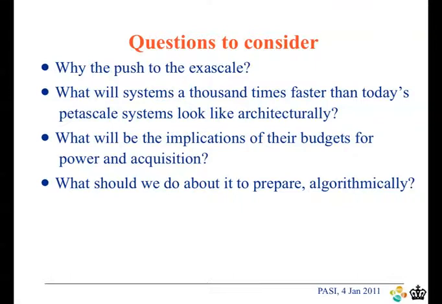They better not consume 1,000 times the power, because they're already consuming close to 10 megawatts, and that's just not scalable. There's a joke that the computers that forecast global climate have to take into account their own energy needs nowadays. What will the implications of the budgets be for power and for acquisition of this new hardware? And what should we be doing? And I guess I have to confess up front, my talks are mainly directed towards applied mathematicians. How are we going to make use of these complicated architectures that are coming down the road?